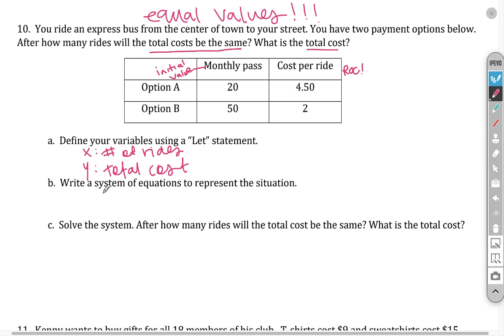All right, so now it says to write a system of equations to represent the situation. So we've got option A. So that's going to be y equals 4.50x plus 20. Right? And then we've got option B, which is going to be y equals 2x plus 50.